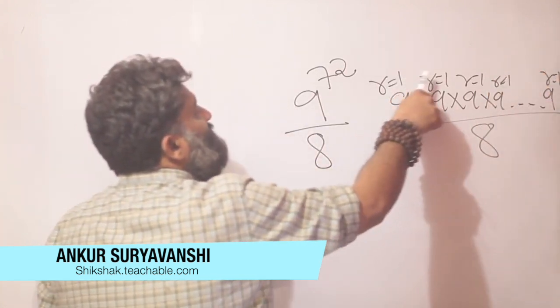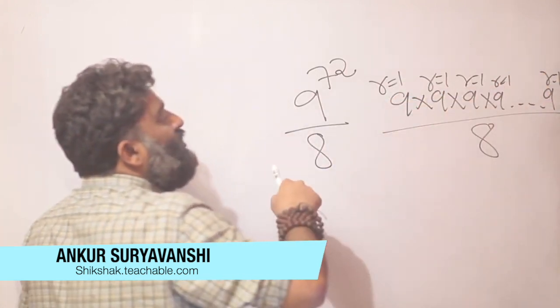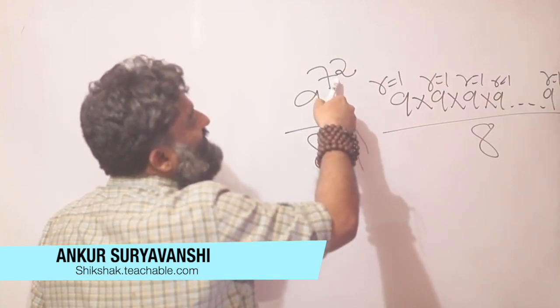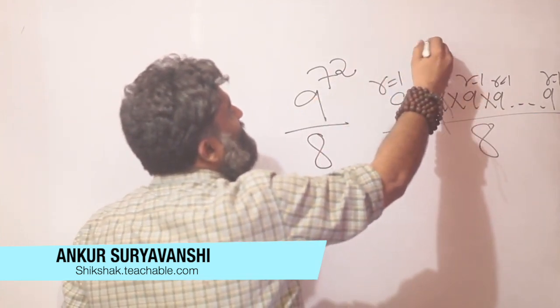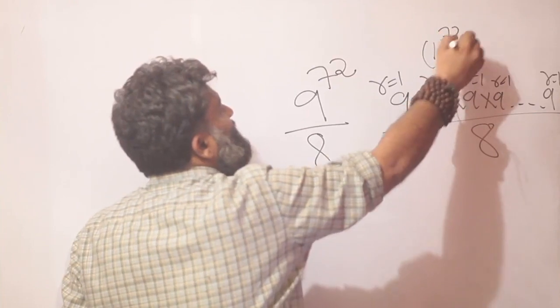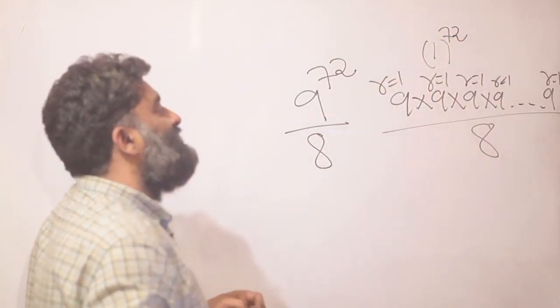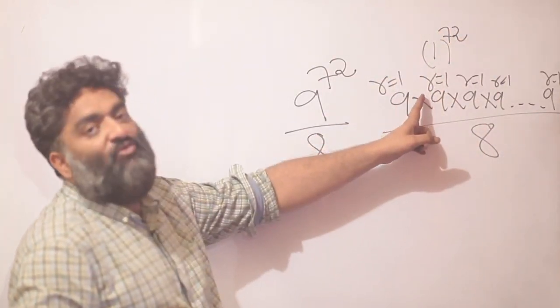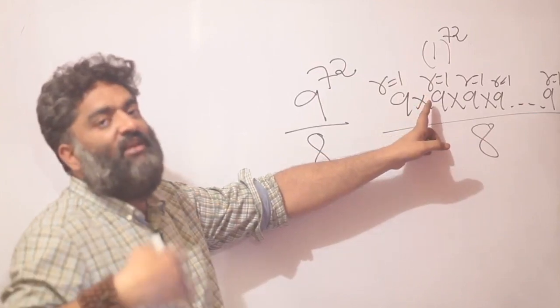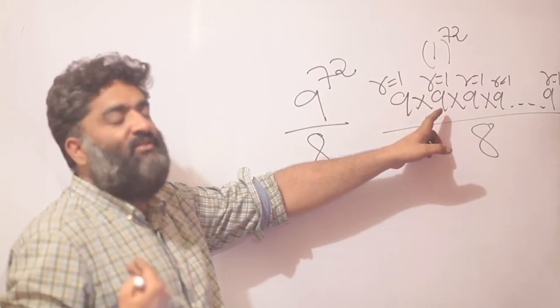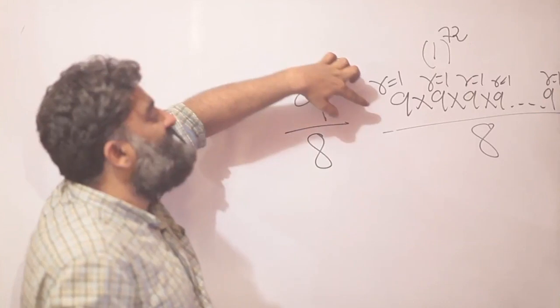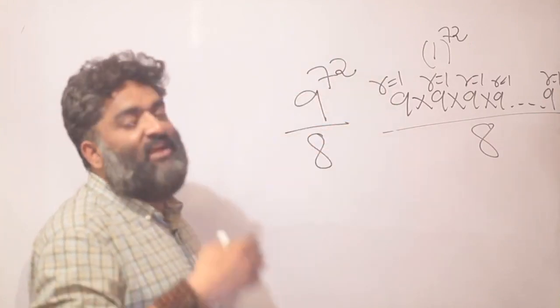So you have 1, 1, 1, 1, 1, a lot of number of times. How many times? 72 times. So overall your remainder would become 1 raised to 72 and your answer would be 1. Why is this happening? What is the logic behind it? That we have covered in quite a detail in the previous session, right? So this is the basic idea. This is where we are starting off from.